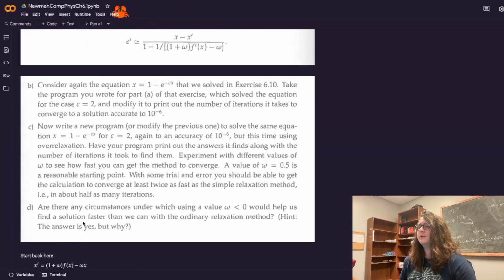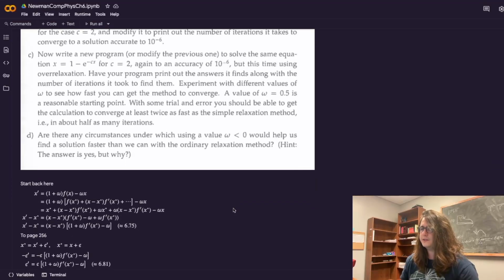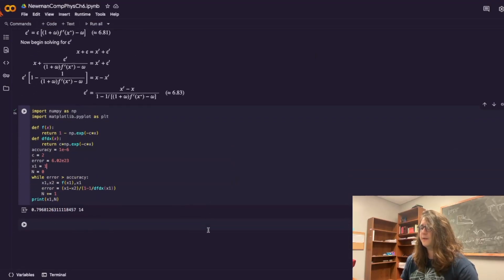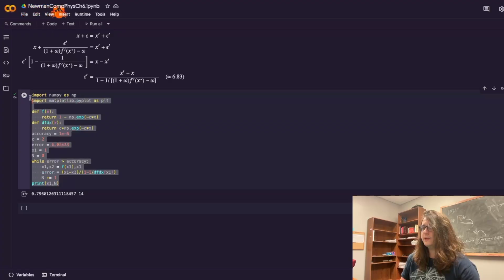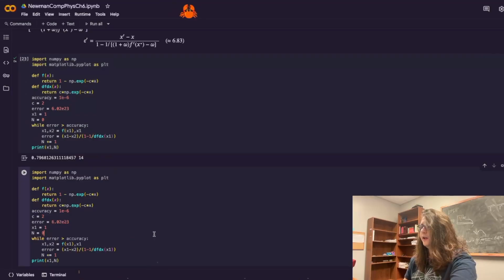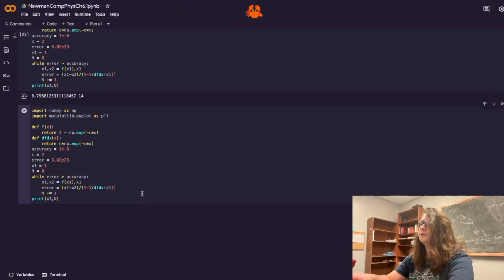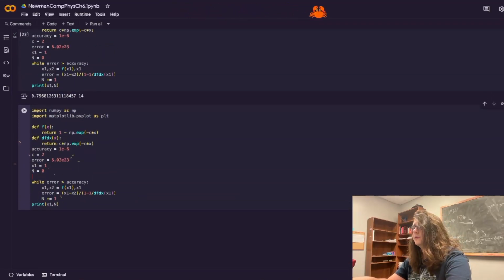Then part C of the problem is to, again, now use the over-relaxation method instead on this guy to see how many iterations it takes, and you'll see that it takes less iterations for this guy. So I'm just going to copy this code down, paste it into the next cell, and then modify it to do over-relaxation, which means we're going to need an omega. Newman suggests 0.5.